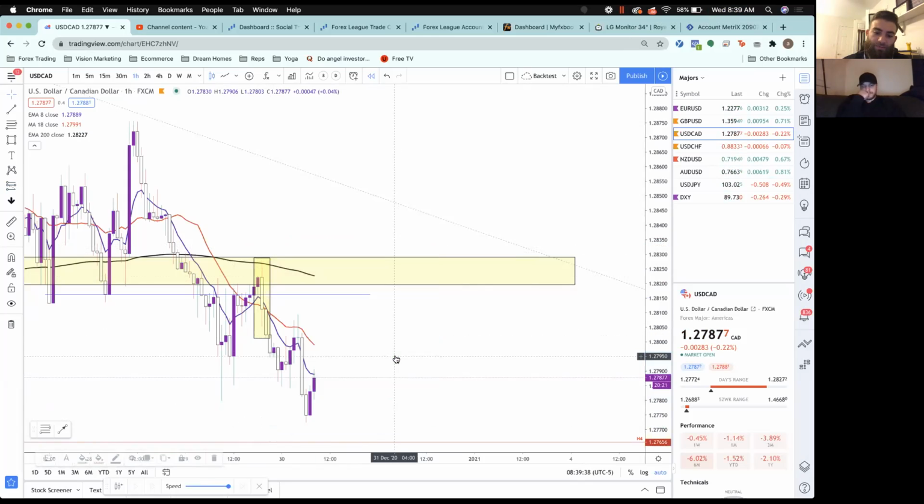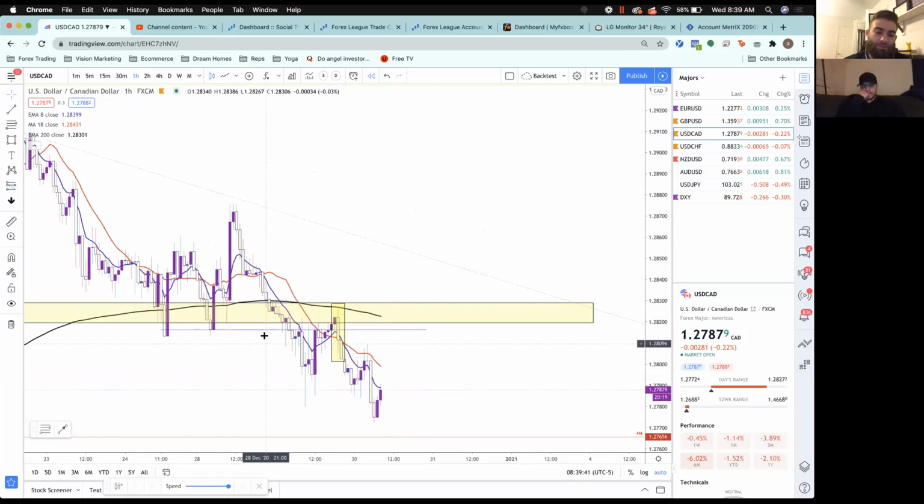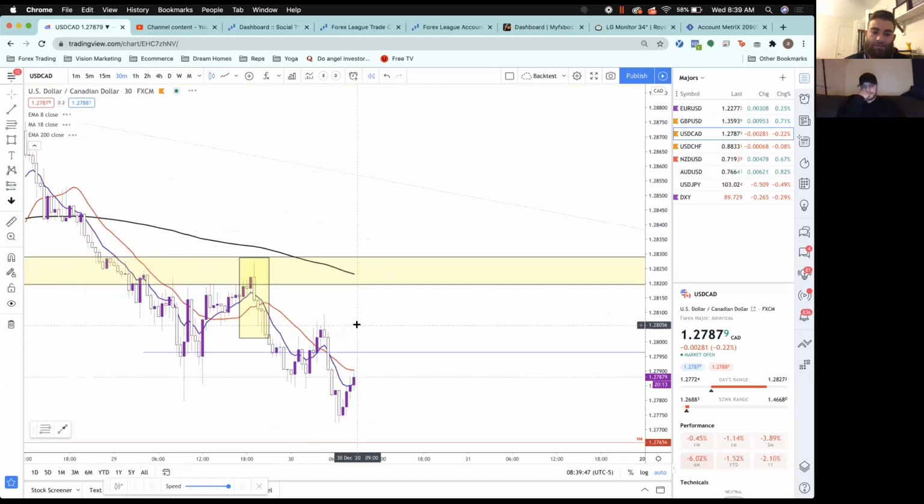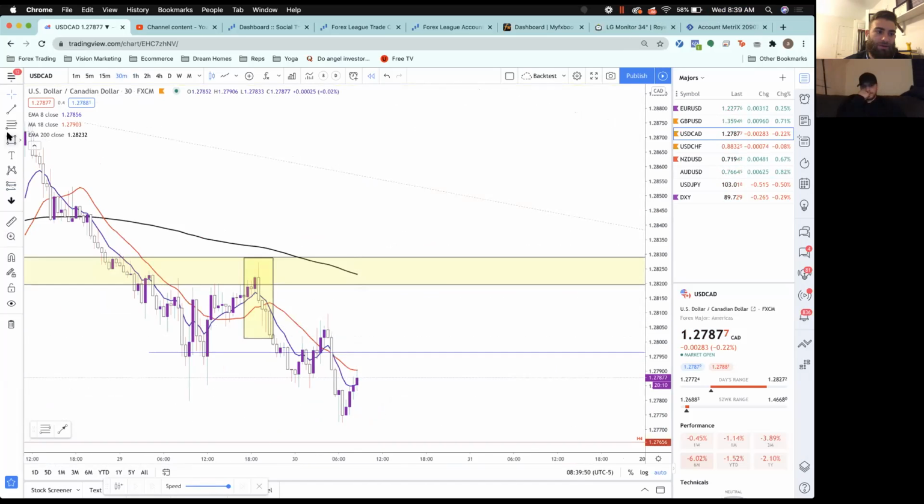We're on the 1 hour time frame right now. So let's move this line down into this area. This is obviously support, now turned into resistance. Let's come down to the 30-minute. This was another entry that you could have got in on right there.